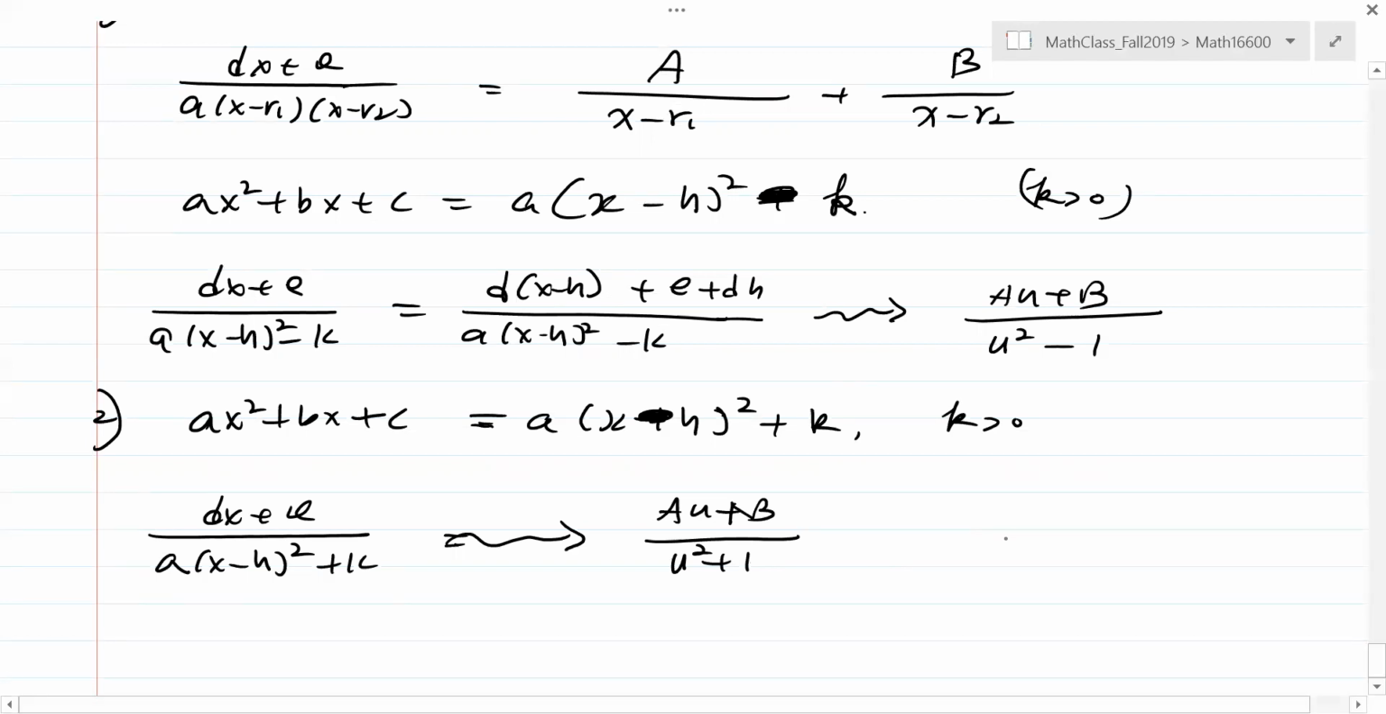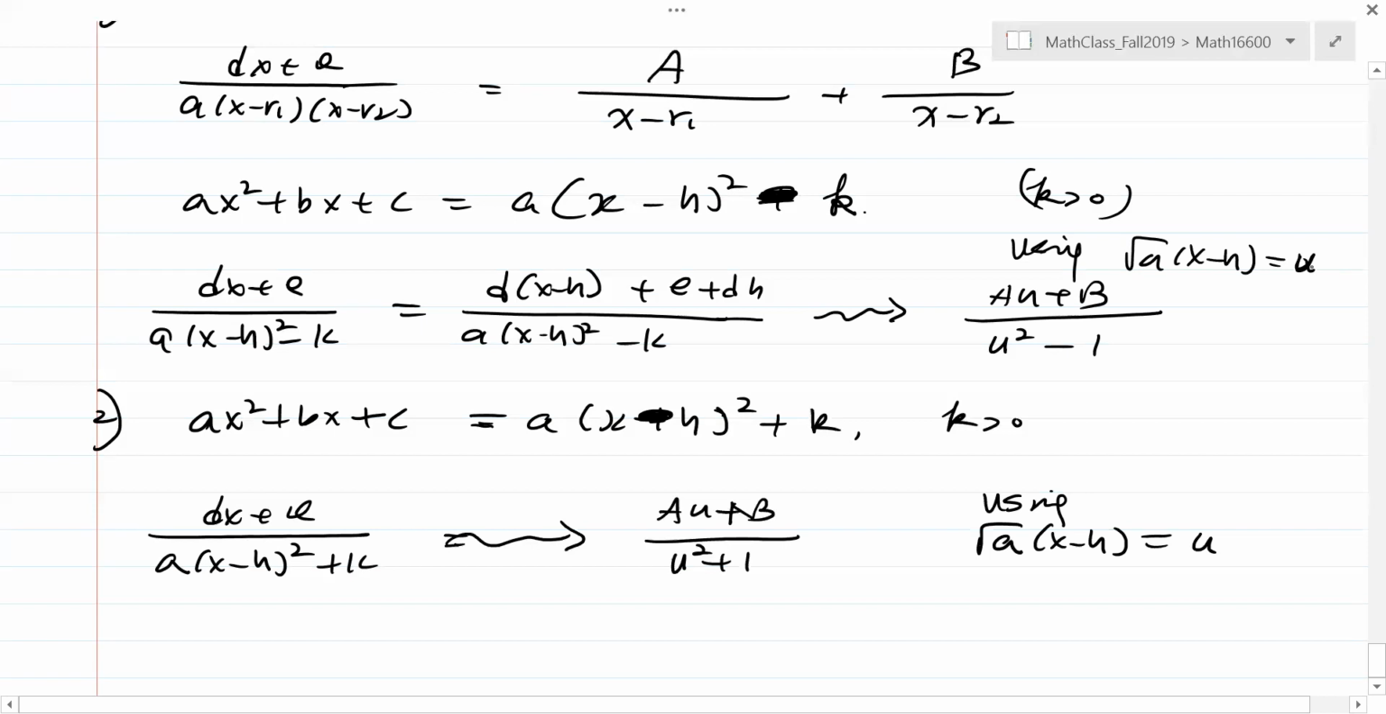What kind of substitution can you do? I assume a is always positive, and a and k are the same sign. Then square root of a times (x minus h) should be equal to u. This is the substitution we're using here: square root of a times (x minus h) equals u. So eventually, you can simplify the integral.